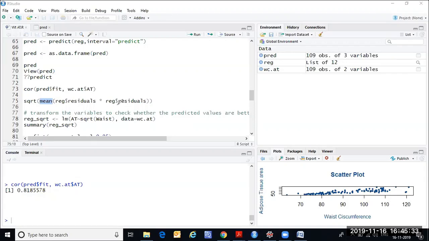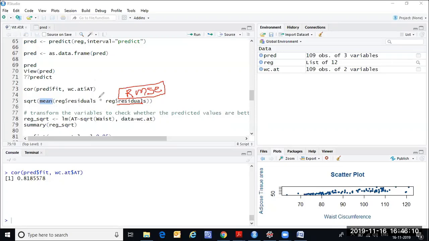Residuals are nothing but the errors. I'm squaring the errors, so this is squared errors. Then applying the mean on it, this is mean squared error. And applying a square root on that, this becomes RMSE, which is a measure of error that you take into consideration for comparing the performance of the models.